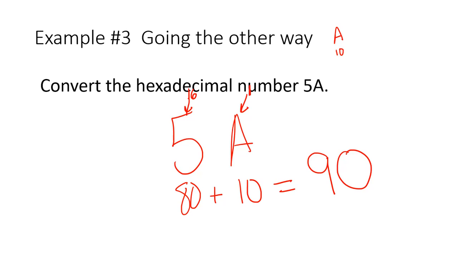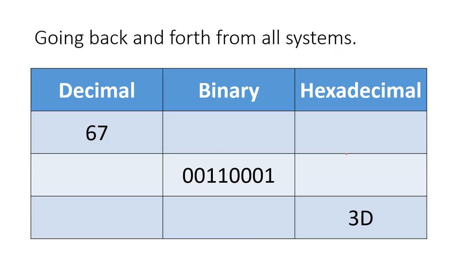Not hard. I would say going one way is easier than the other. So I would say going to decimal from hexadecimal is much easier than going from decimal to hexadecimal. Now, sometimes you're going to want to go between all of the systems. I know, so much fun, right? So let's first go to binary. So we're going to go from 67 into binary.